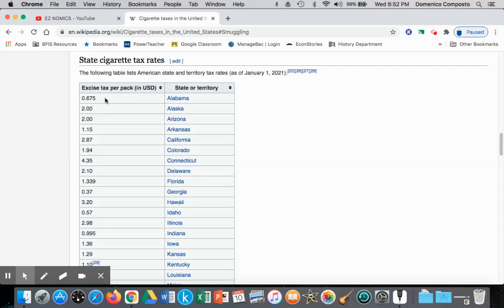State of Alabama, 67 cents per pack. Alaska, $2 per pack. 37 cents per pack in Georgia. And you can see here that this creates opportunities for smuggling. Smugglers in Georgia can buy cigarettes that are priced lower or taxed lower and then smuggle them into another state and sell them below the price of that state in a type of parallel or black market. So that can also be kind of an evaluative point made of a limitation of taxes on negative consumption.